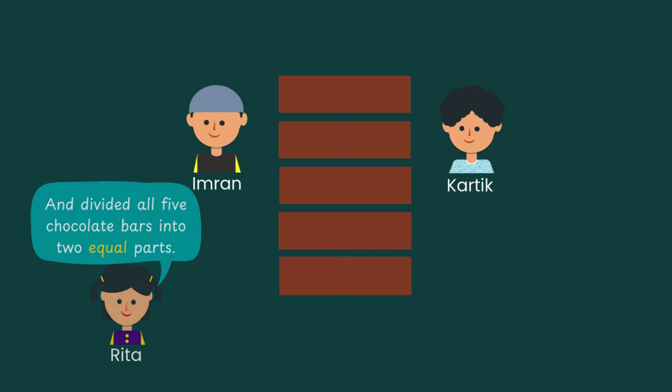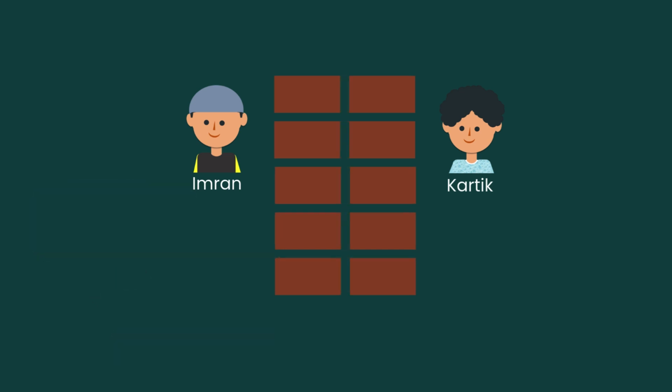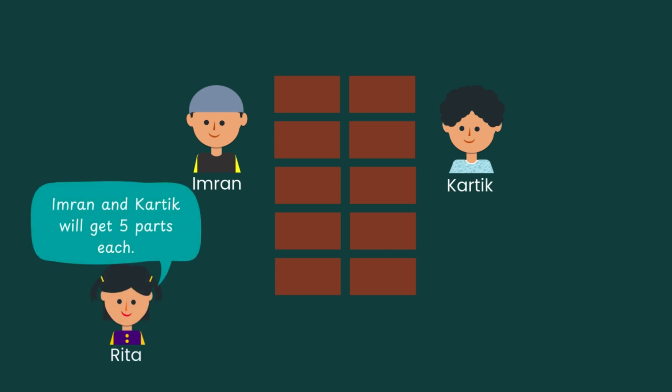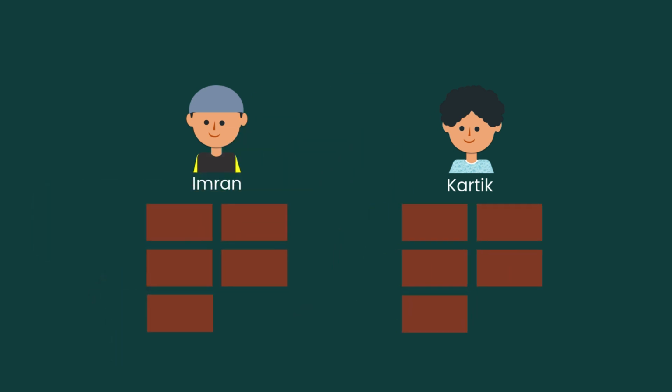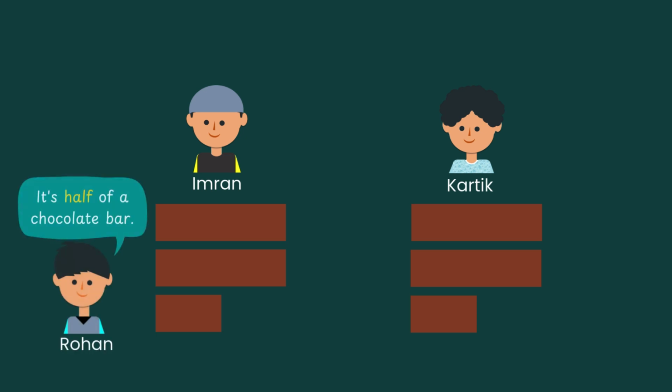So, if we do that, we get 10 equal parts. And if we share those 10 equal parts equally between Imran and Kartik, how many parts does each of them get? Exactly. 5 parts each. Now, let's think about what those 5 parts mean. If 2 parts make 1 whole chocolate bar, then each person's 5 parts will make 2 whole chocolate bars and 1 extra part. And what does that extra part represent? Yes, it's half of a chocolate bar.